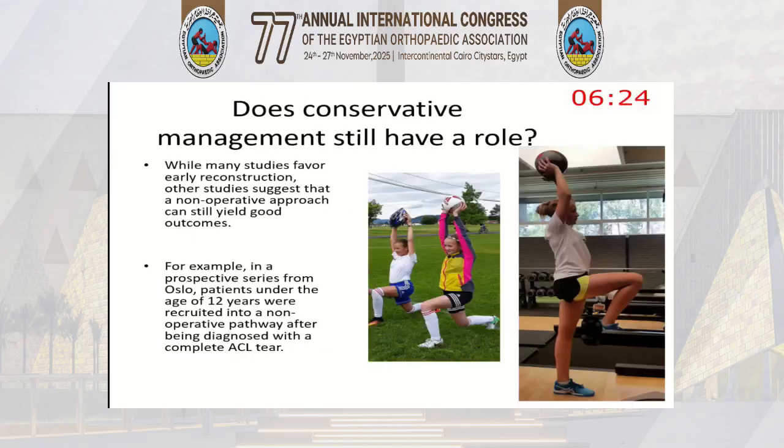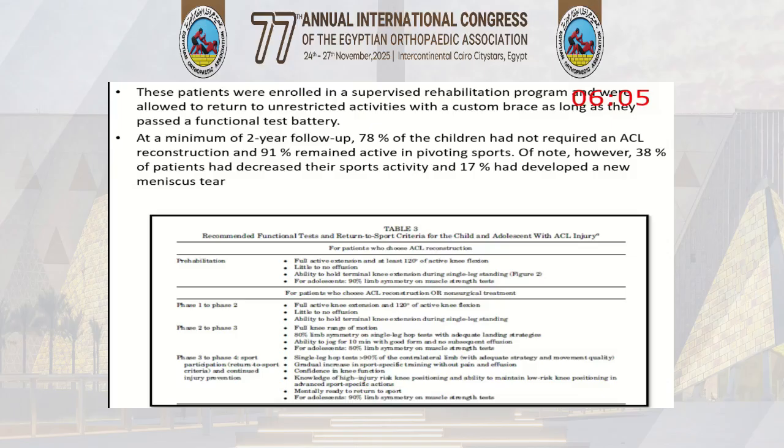So does conservative management still have a role? While many studies favor early reconstruction, other studies suggest that a non-operative approach can still yield good outcomes. This is a study that was done in Oslo. Patients under the age of 12 years were recruited to a non-operative pathway after being diagnosed with complete ACL tear. These patients were enrolled in a supervised rehabilitation program and were allowed to return to unrestricted activities with a custom brace as long as they passed a functional test battery.